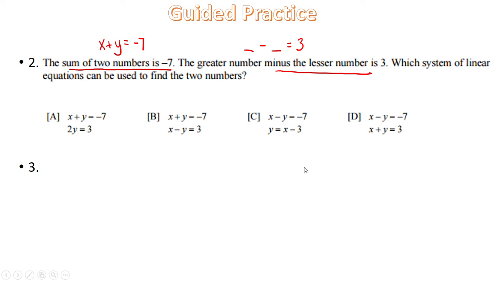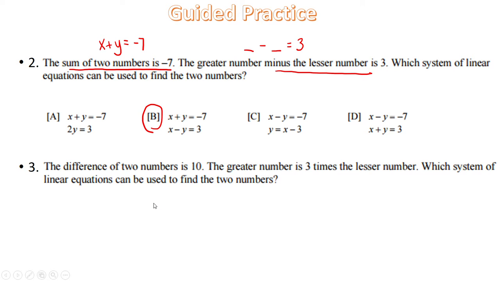Now they ask us which system of linear equations can be used to find the two numbers. So they're not asking us to solve, they're just asking us to write it. In this case, the one that matches up is B. Okay? If they wrote y minus x equals 3, that would also be correct because we don't know which one's greater. Number 3. This time it's a little different.